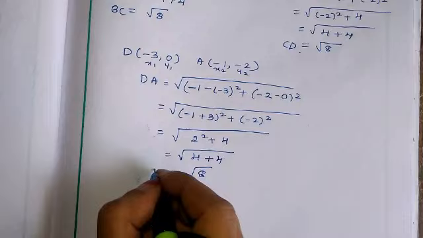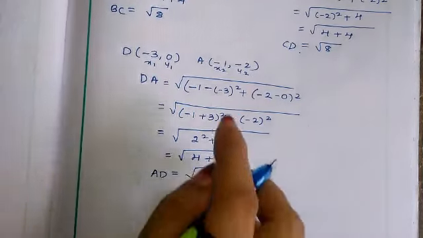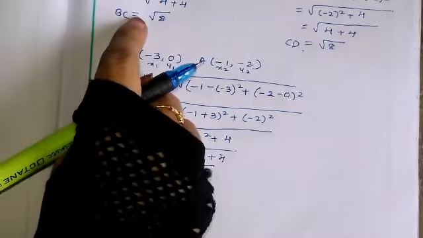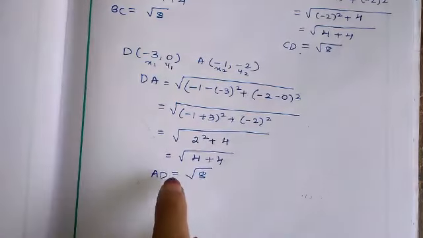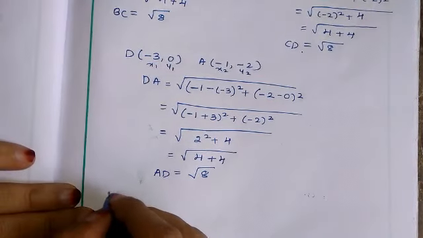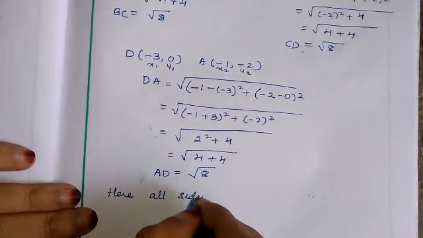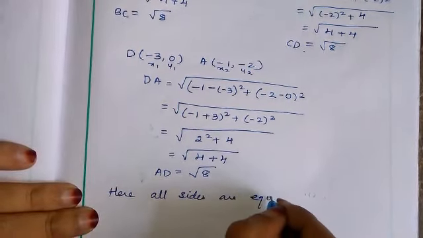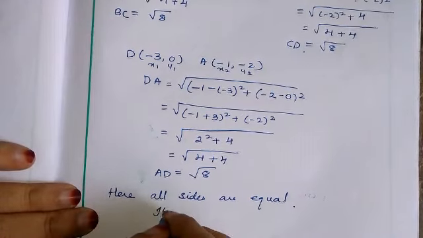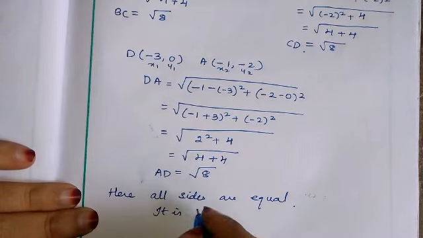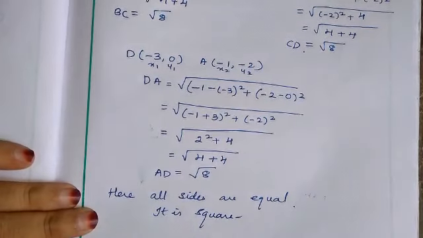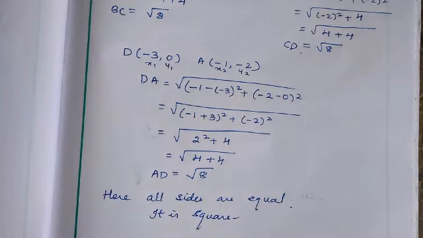So here we got all sides are equal. AB also root 8, BC also root 8, CD also root 8 and AD also root 8. Therefore here all sides are equal. Therefore it is a square. The quadrilateral here is a square.